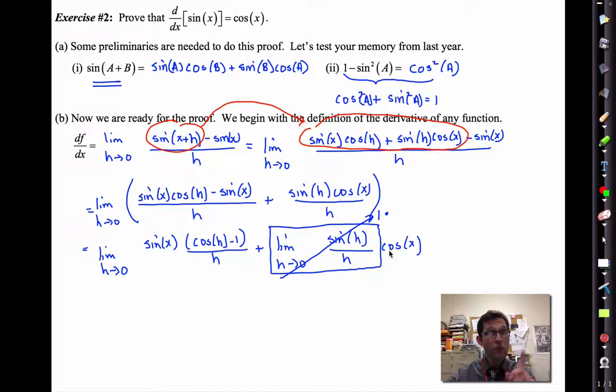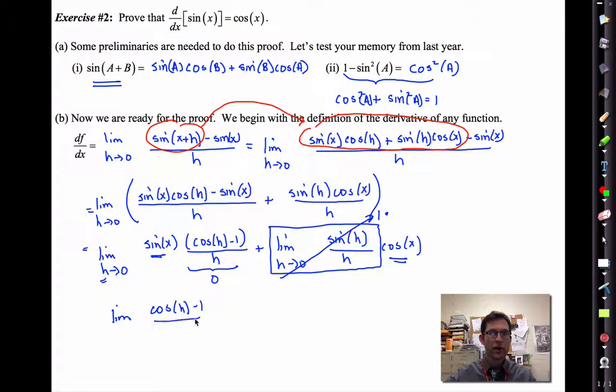Now, that's what we want, right? We want our derivative to be cosine, which means in theory, all of this should head to 0 as h goes to 0. So that's the only piece left of this proof. We just have to prove the sine x is immaterial because it doesn't depend on h. We have to prove that cosine h minus 1 divided by h goes to 0 as h goes to 0. So let's take a look at that a little bit separately.